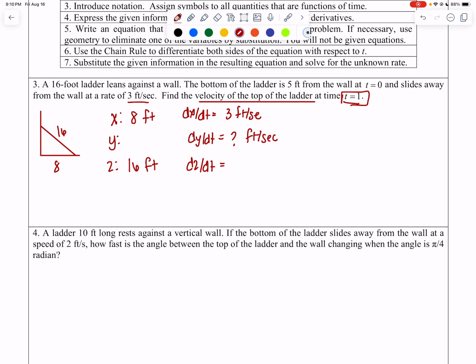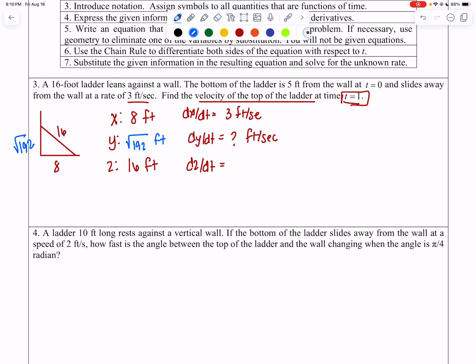To find out what y is, we're just going to use good old Pythagorean theorem, using 16 squared minus 8 squared and call it a day. So if I do that, that's going to be 192 as our height squared. So y is root 192.